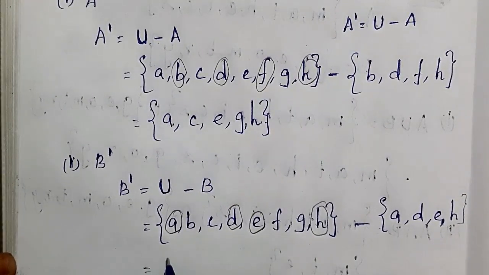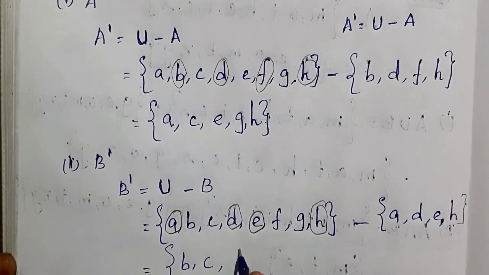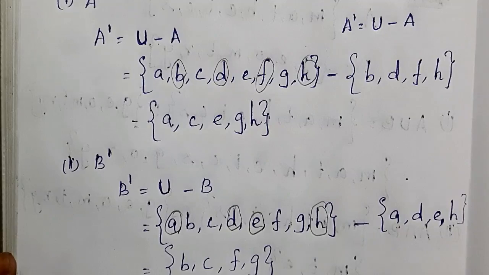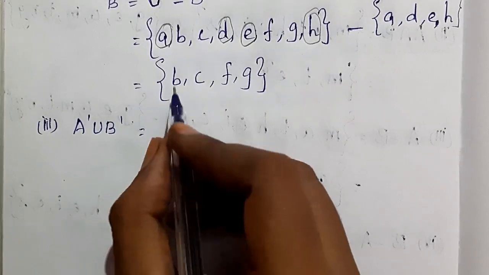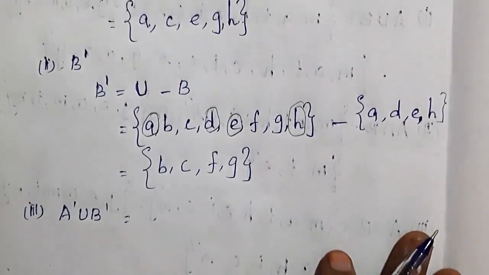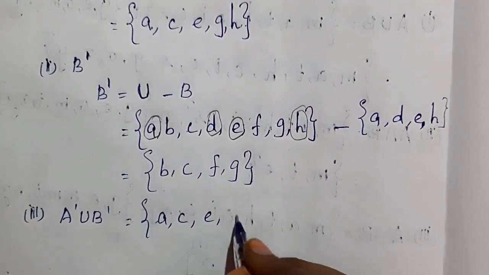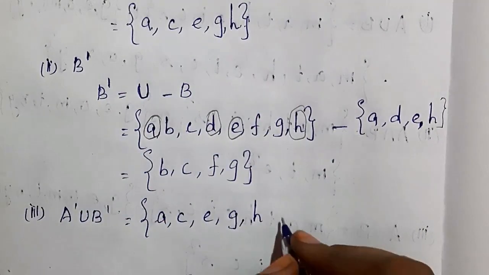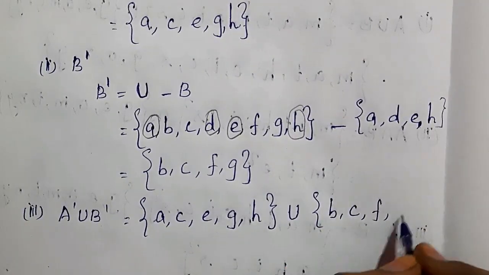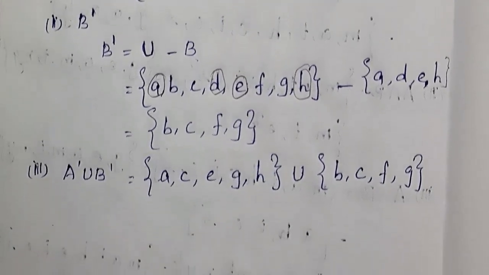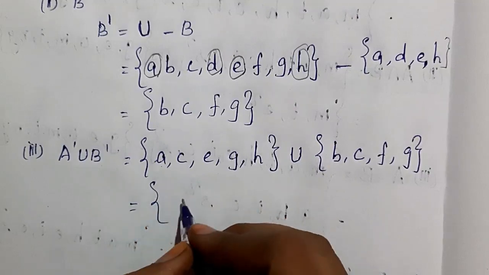That is equal to the set of all B, C, F, G. Okay. Third one is A dash union B dash. For that, we already found the A dash value. Just write the A dash value: A, C, E, H. This is the A dash value. Then union B dash value is B, C, F, G. Just find the union. Union means all together. So write A is here.